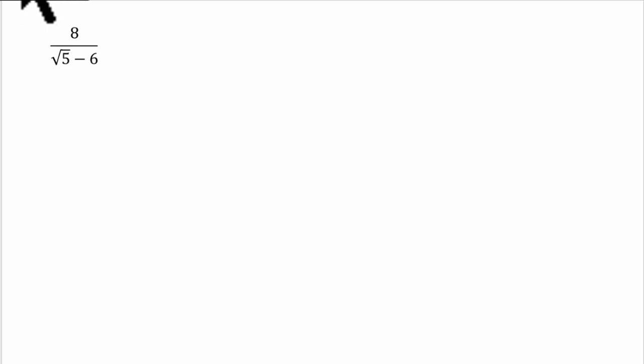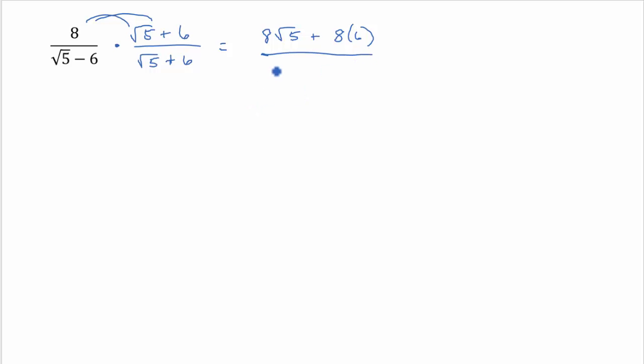Okay, so here's another binomial with a radical, so we're going to multiply by the conjugate. The conjugate is the square root of 5 plus 6 over the square root of 5 plus 6. Okay, that's 1. So let's multiply. Here we have to distribute. So 8 square roots of 5 plus 8 times 6 over. We have to FOIL the bottom.